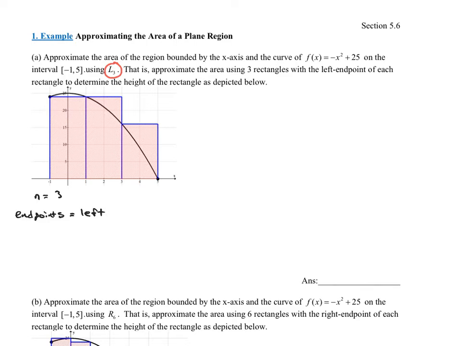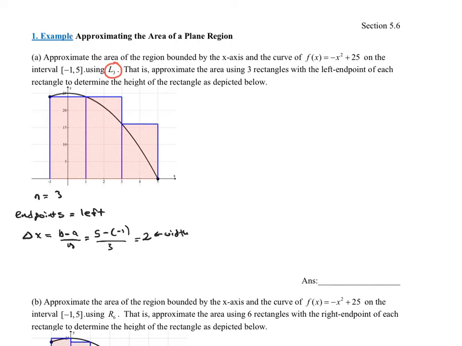Well, you should probably find out what is the width of every single rectangle. And to find the width of every single rectangle, that's denoted as delta x, right? All you're going to do is the right endpoint minus the left endpoint divided by the number of rectangles. So the right endpoint on this one is a 5. We're going to subtract off the left endpoint, which is a negative 1. We're going to divide it by the number of rectangles, which is 3. So that gives me 2. This is my width of every single rectangle.